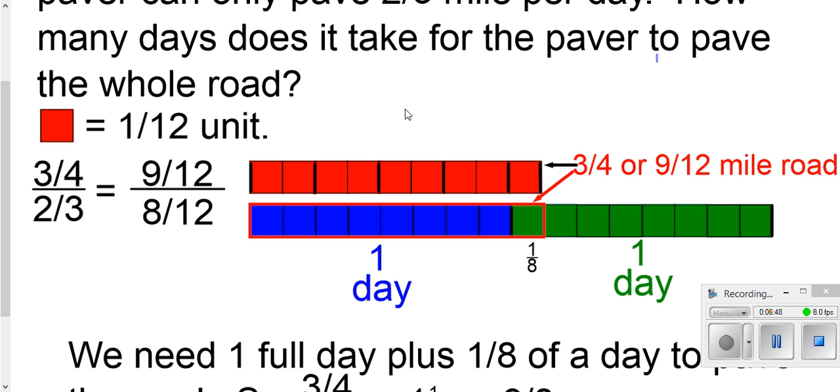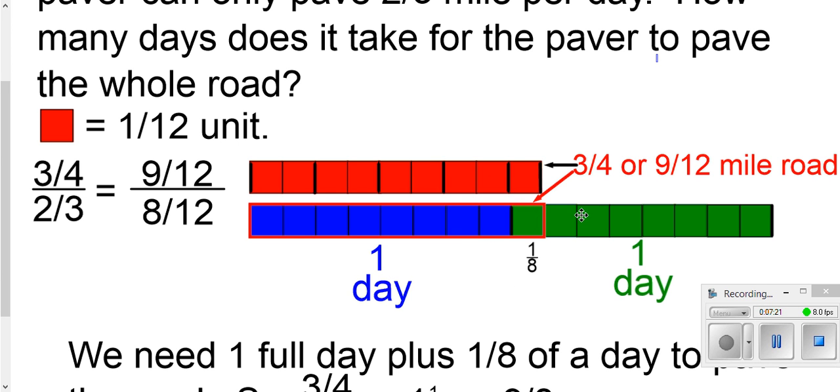So once again, for clarification, each red is going to be 1/12. So 3/4 when you're looking at 12 is 9/12. So we got to put down 9 of these little red blocks to get our 3/4 of a road. 2/3 of a day is 8/12. So we need to go 8 of these blocks before we get one full day. And when you do that, you'll notice that the blue does not cover all the red. So we actually have to come back for a second day.